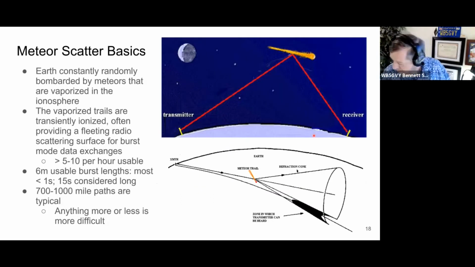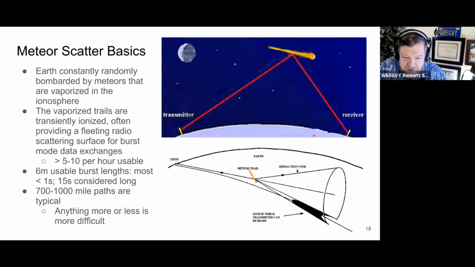All right, so this finally transitions to meteor scatter basics. The Earth is constantly bombarded by meteors that are vaporized in the atmosphere. And it's the vaporized trails that are transiently ionized, and they provide this fleeting radio scattering surface that enables exchanges, typically in burst mode. On average, we'll get into statistics by month, but in general, there's at least 5 to 10 or more of these that are usable per hour, theoretically anyway.